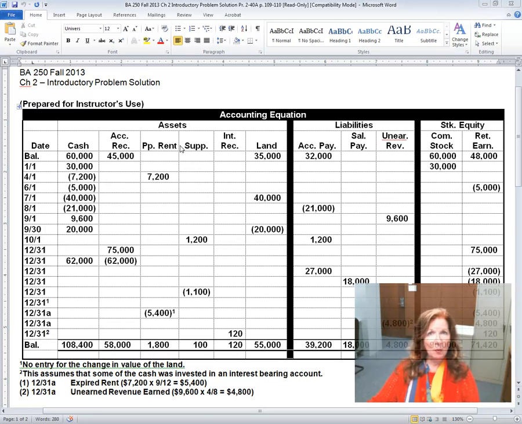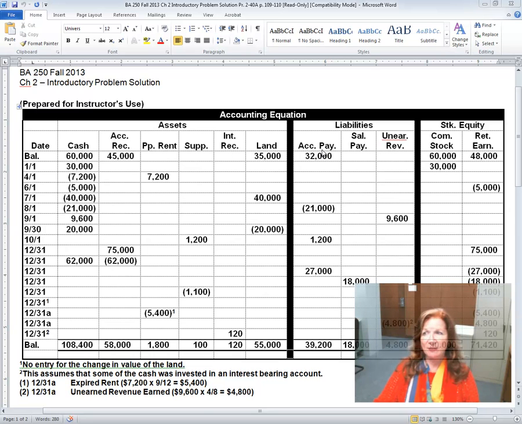Now again, I want you to notice that at the top we're working again with the accounting equation. So we have assets, liabilities, and stockholders' equity, and those are the three categories of columns that you can see in this document. And you can see that for the assets we have cash, accounts receivable, prepaid rent, supplies, interest receivable, and land. Now you haven't seen interest receivable before, but it's an account, and you need to begin to recognize what these accounts might mean by their titles.